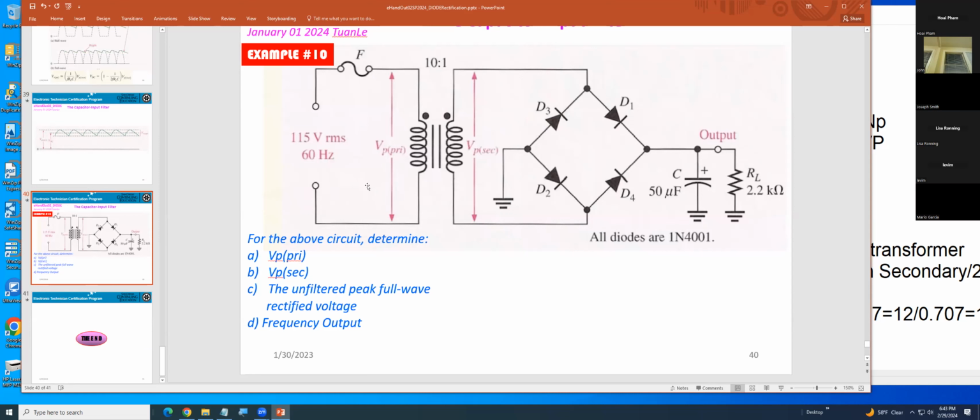$115. How can we get that? Because up above the capacitor, there's a 10:1 ratio. Now they're asking about the primary first.